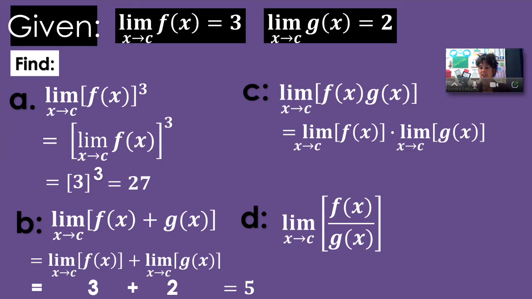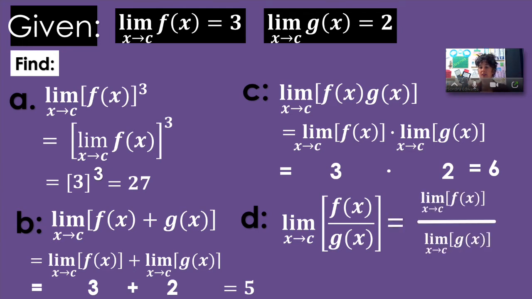So the limit as x approaches c of f of x is 3, and the limit as x approaches c of g of x is 2. So the answer to the limit as x approaches c of f of x times g of x is 6. We can do the same thing with dividing fractions. If you have a function where we have two pieces that are being divided, we can find the limit of them separately and then divide those answers. So in this case, that would end up being 3 over 2.